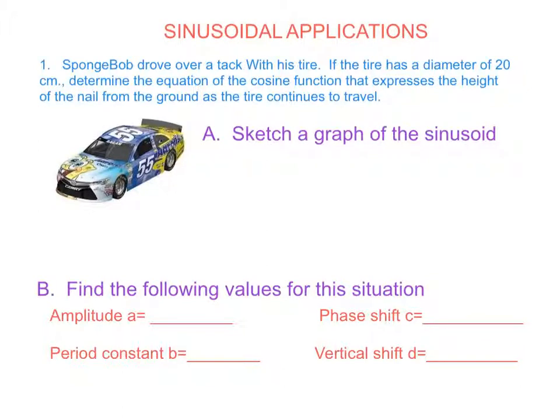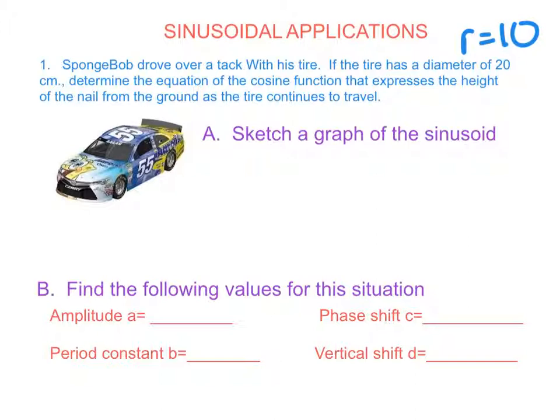Welcome to Sinusoidal Applications. SpongeBob drove over a tack with his tire. If the tire has a diameter of 20 centimeters, determine the equation of the cosine function that expresses the height of the nail from the ground as the tire continues to travel. So, my radius, therefore, is going to be 10.